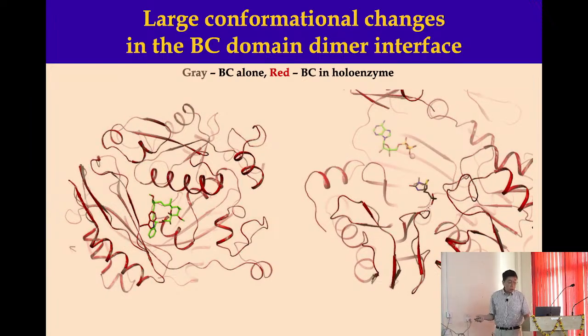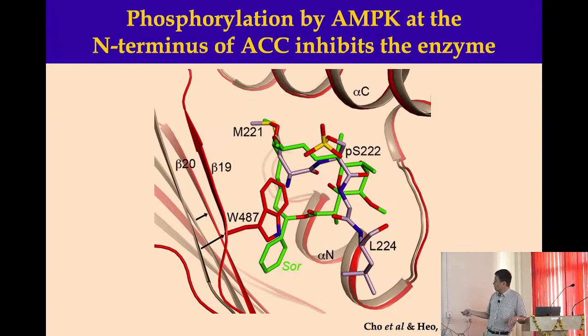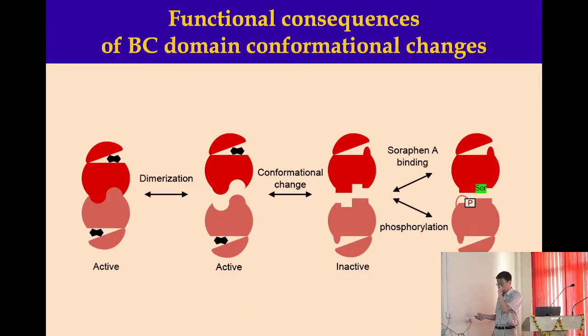In addition, a group in South Korea showed, remember I showed you AMPK puts a phosphate just before the BC domain. That phosphate is right here. That phosphate is recognized by the same pocket that binds soraphen A. So basically, the phosphorylated BC domain can only bind to the monomeric state of the enzyme. Combining all of this information, we have this model right here.